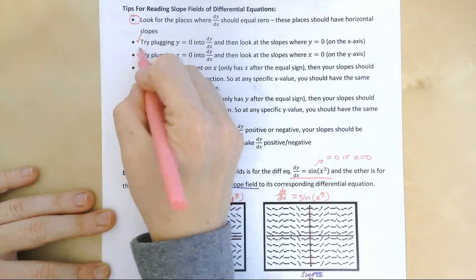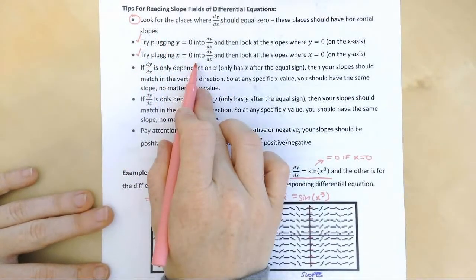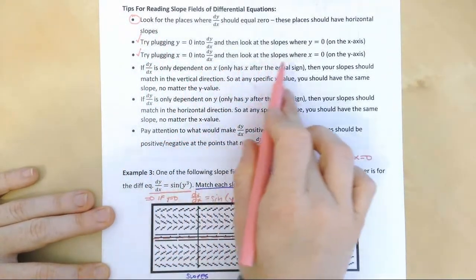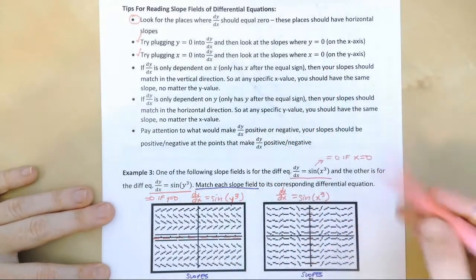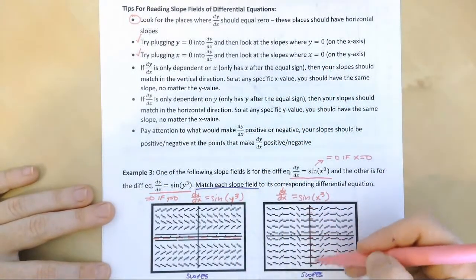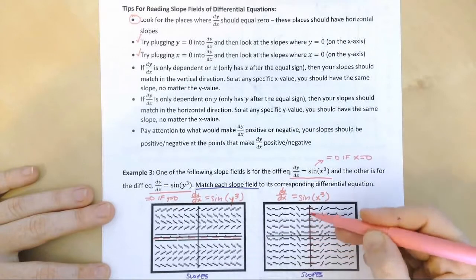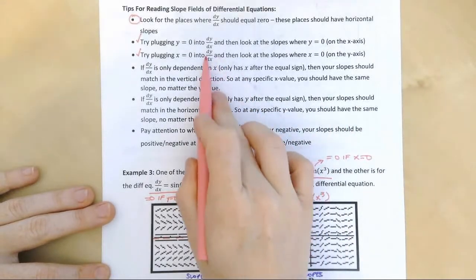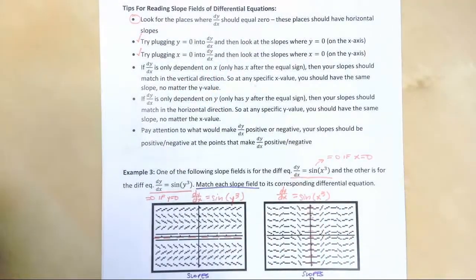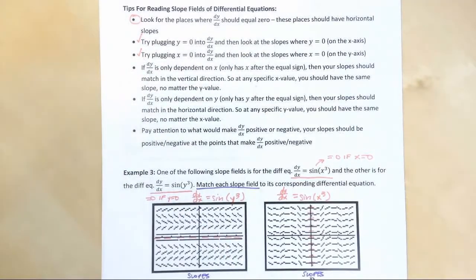And then the other thing I would do is try plugging in x equals 0 and then look at the slopes where x equals 0. So that would be look for the slopes at the y-axis and see if it actually matches with your differential equation. Okay, so for this problem we kind of already did that. Now let's talk about other options.